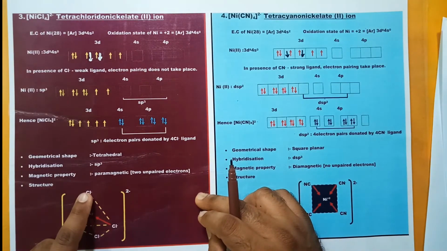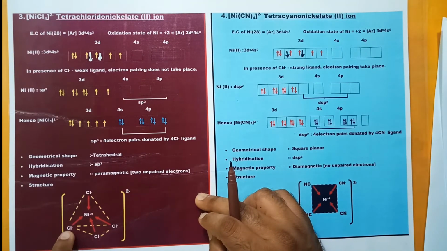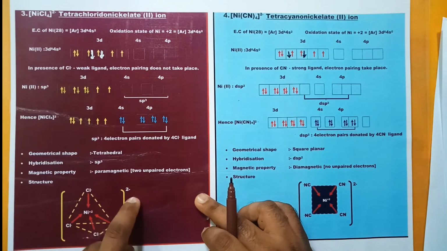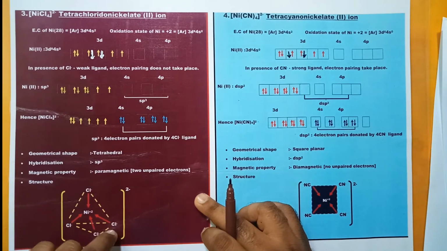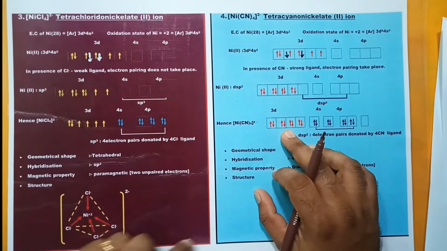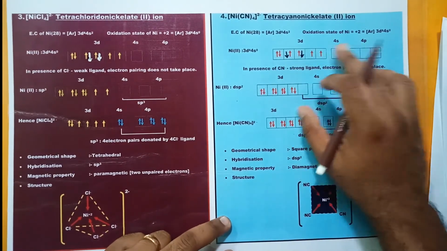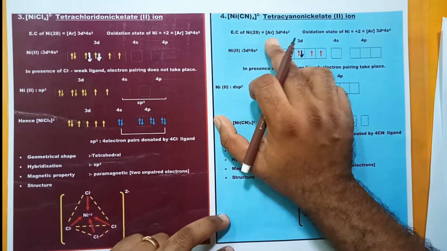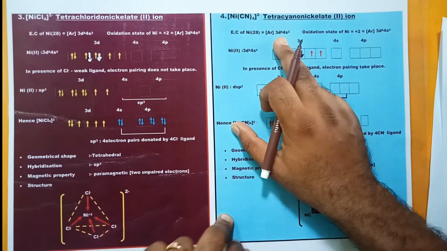That is the tetrachloride structure. Ni plus 2, Cl minus, Cl minus, Cl minus, Cl minus. These 4 chloride ions donate a pair of electrons to the central metal atom, that is Ni plus 2, and the 2 minus charge is present on the coordination sphere. Let's move on to the fourth one, tetracyanonickelate. The electronic configuration of nickel is Ar 3d8 4s0.